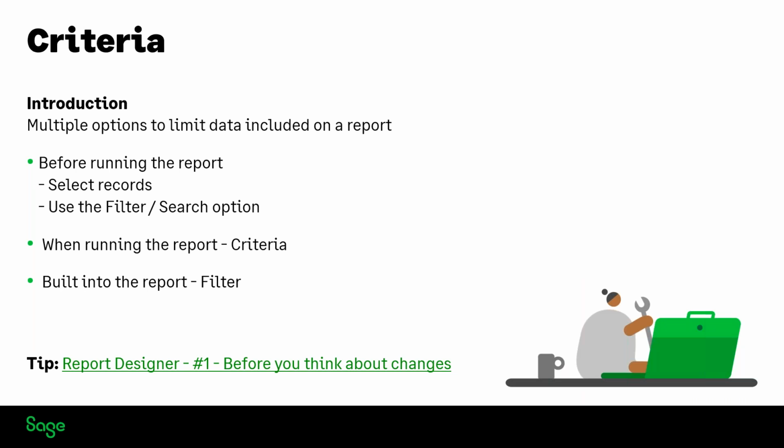So there's a few of these options as a way of helping you to control the data that can be included on the report, or even limited from appearing on the report. So one, before running the report, you're probably aware that we covered this in the very first session. So things to do before you even think about wanting to make changes to your reports. So you can actually select the records. You can apply filters to your lists so that only certain records are then listed.